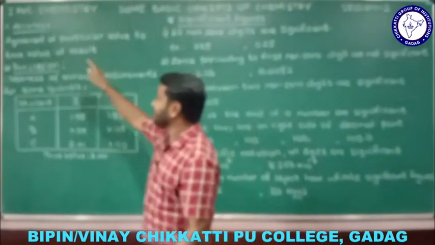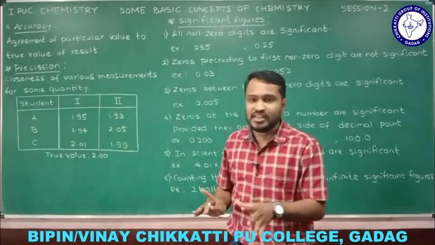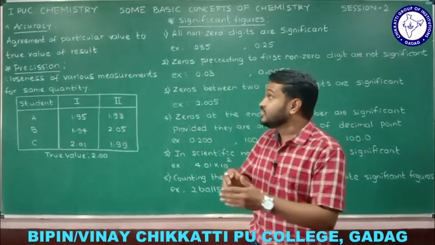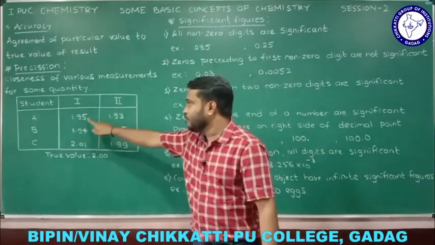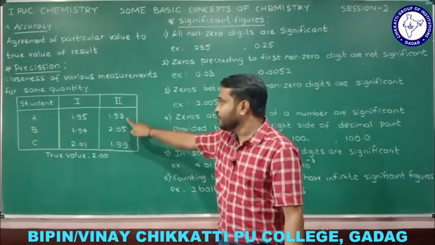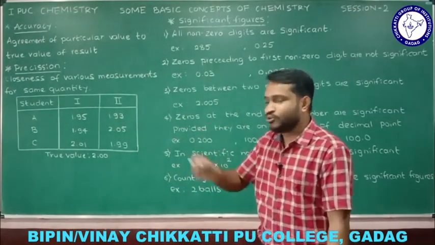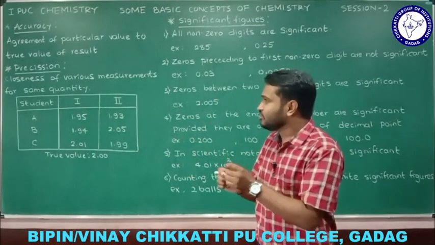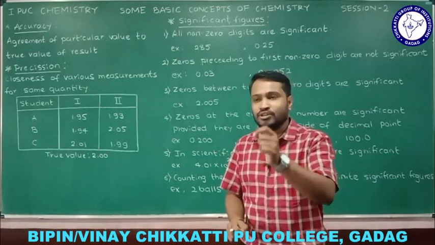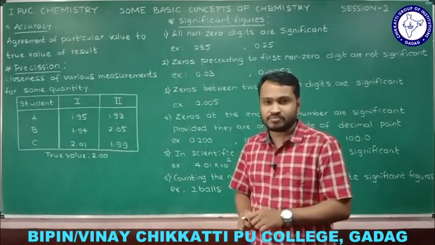So accuracy is agreement of a particular value to the true value of the result. So which is the true value? 2 is the true value. Which is the particular value? 1.95 is the particular value, and 1.93 is the particular value, and you need to compare the particular value and true value. If they are almost nearer to each other, then we are going to say that result or that reading is accurate, otherwise no accuracy we are going to see.